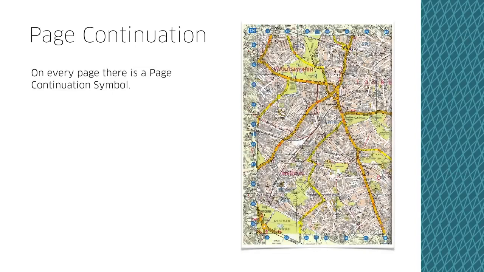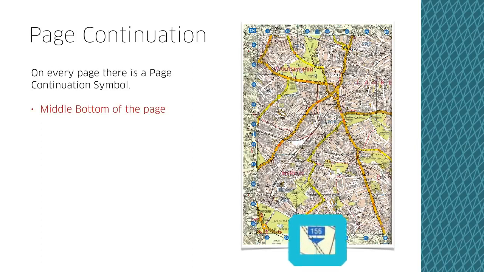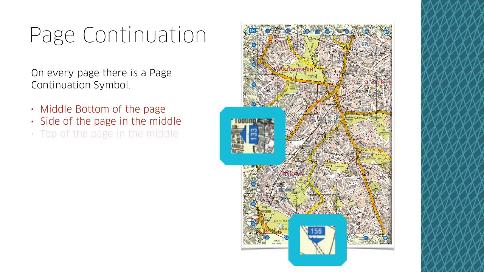Before we start planning our route, we have to understand how to use page continuation symbols. These symbols indicate the next page we need to turn to if the road we are travelling on heads off the page. These blue rectangular boxes located in the middle bottom of the page, side of the page in the middle, and top of the page in the middle direct you to the page number to turn to continue your route.